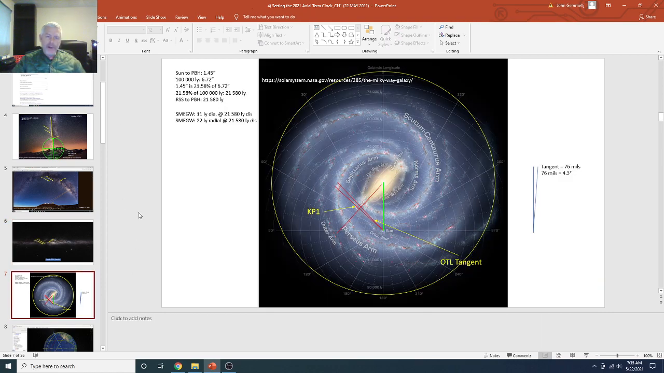All right, then we come down here. Here's my above view that was given to us by NASA, and we have the sun's location here in the Orion Spur, and then off over here to the left we have known point 1. Okay, and there it is. You've got the center of the galaxy here, and here's my tangent, equals 76 mils, equals 4.3 degrees, right there. Okay.